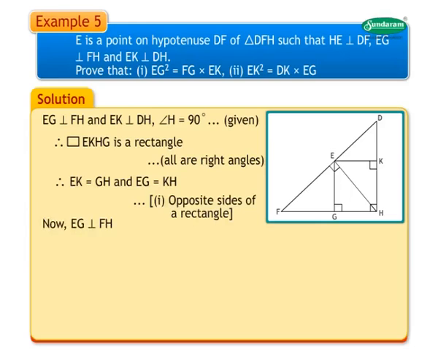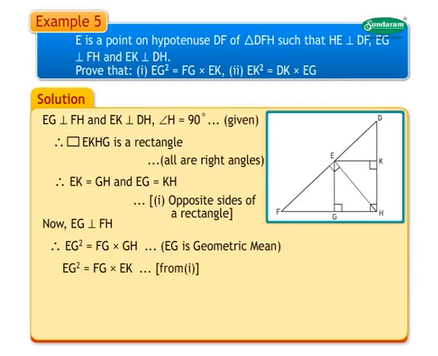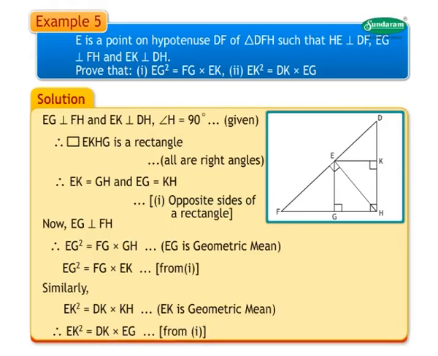Now, segment EG is perpendicular to segment FH. Therefore, EG square is equal to FG into GH as EG is geometric mean. EG square is equal to FG into EK from statement 1. Similarly, EK square is equal to DK into KH as EK is geometric mean. Therefore, EK square is equal to DK into EG from statement 1.